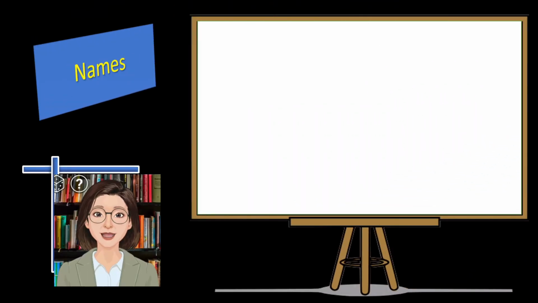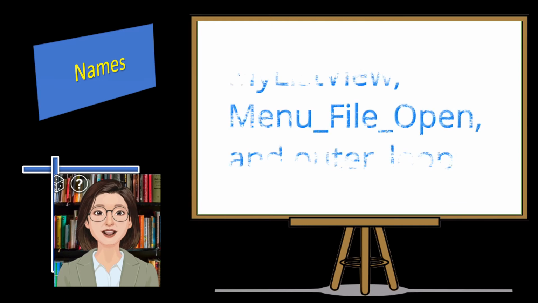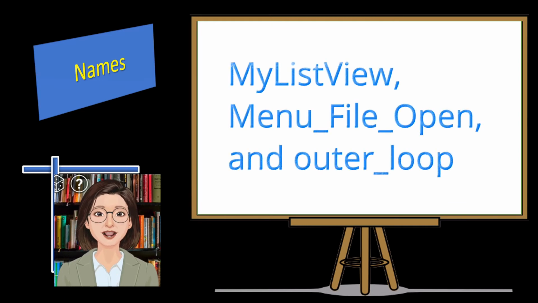Names are not case-sensitive and may consist of any characters other than space, tab, comma, and the escape character. However, due to style conventions, it is generally better to use only letters, numbers, and the underscore character. For example, MyListView, Menu_File_Open, and Outer_Loop. Label names must be unique throughout the whole script.